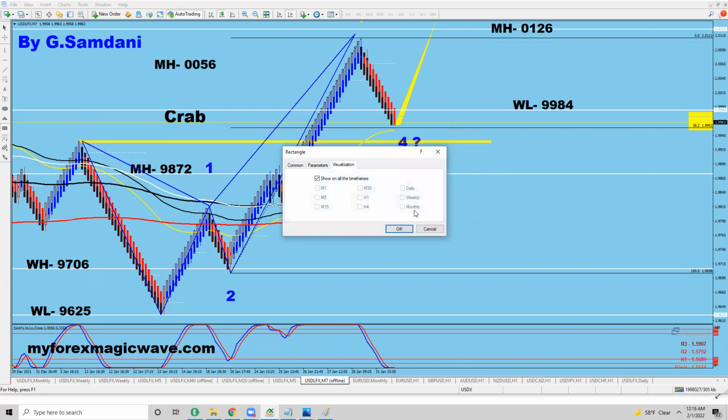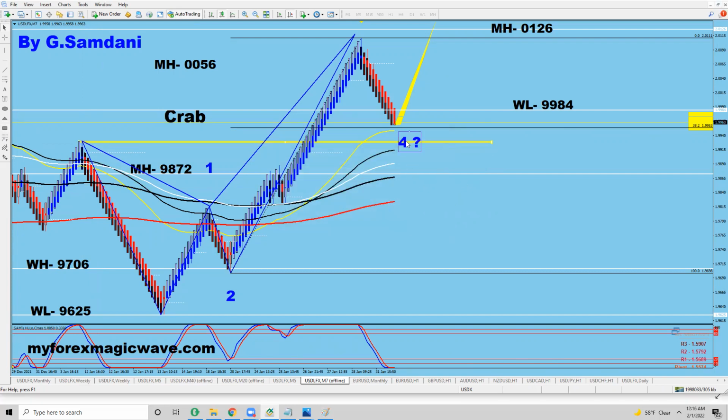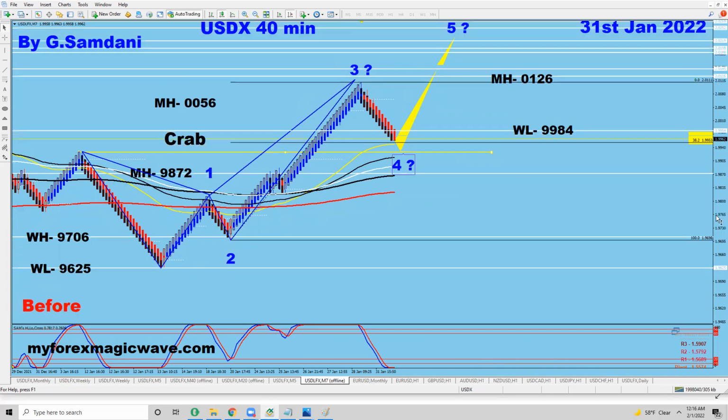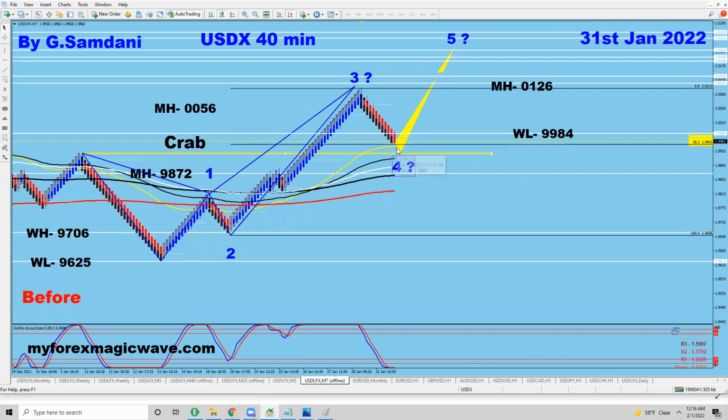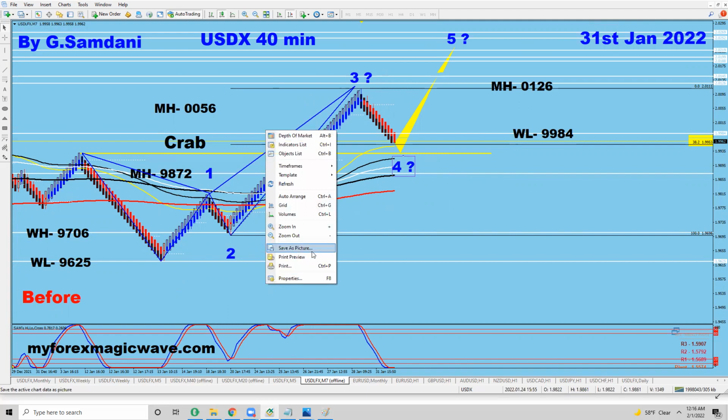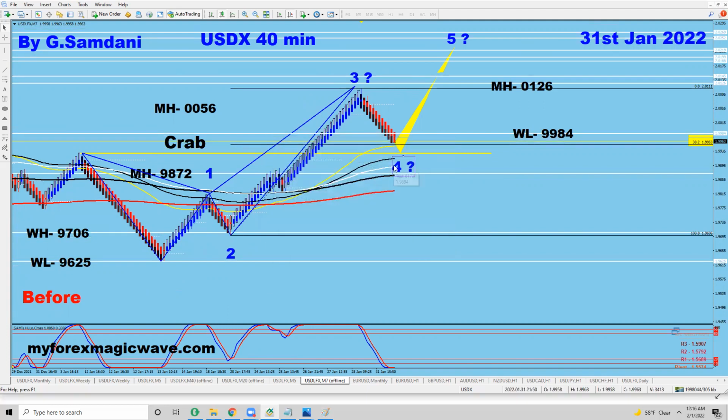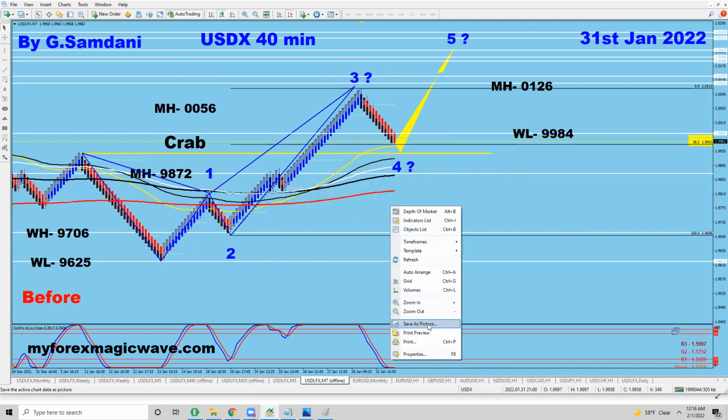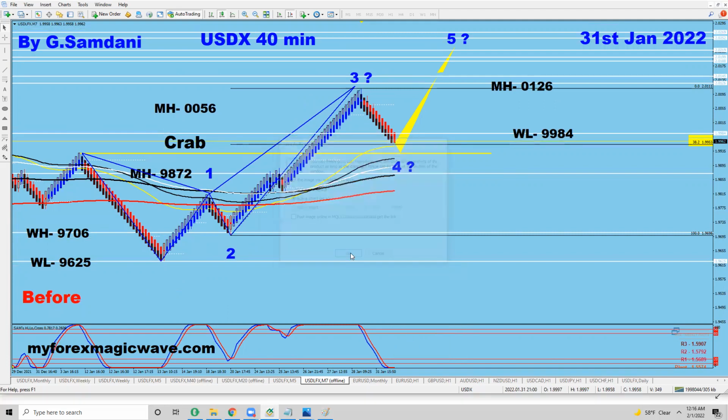And then I will make this chart one more time, and I will make it like this. So anywhere between these 2 points, from here and here, it should make a turn and go up for wave 5. Anywhere between these 2 areas. So I'm going to save this chart, by the way. Let me just save this chart right in front of you.